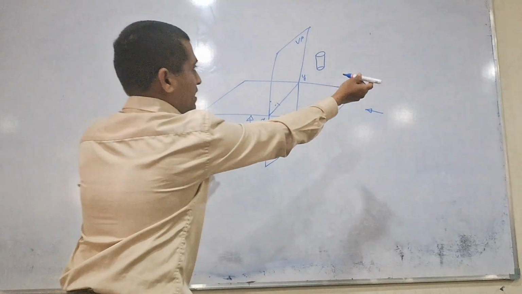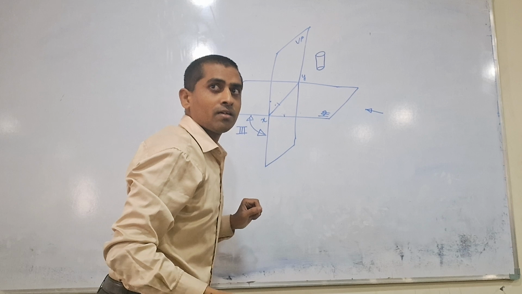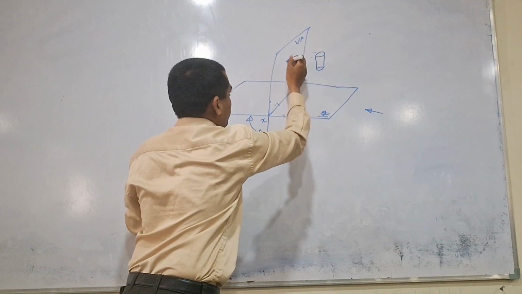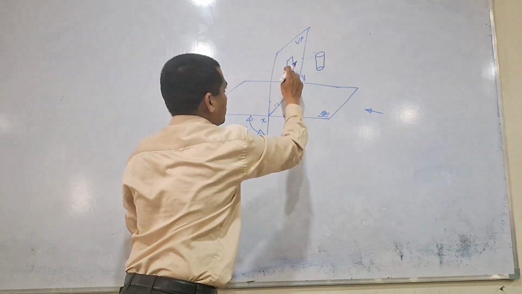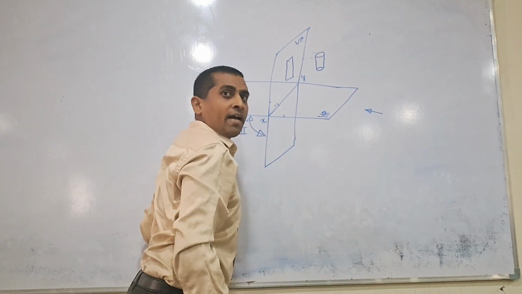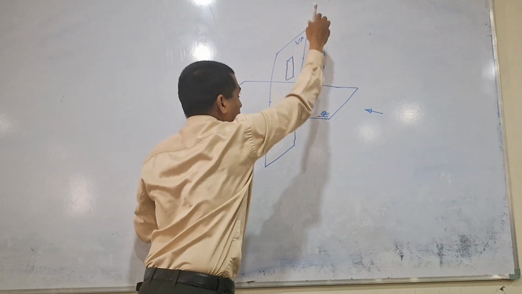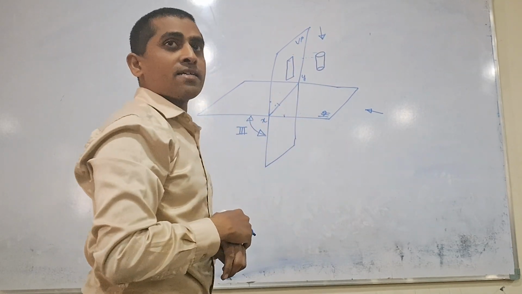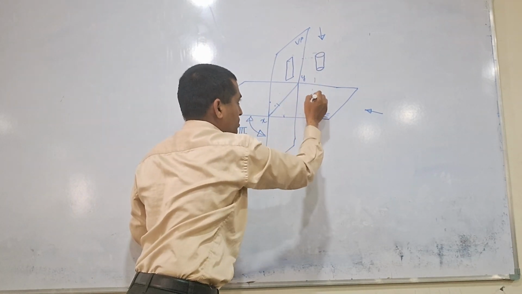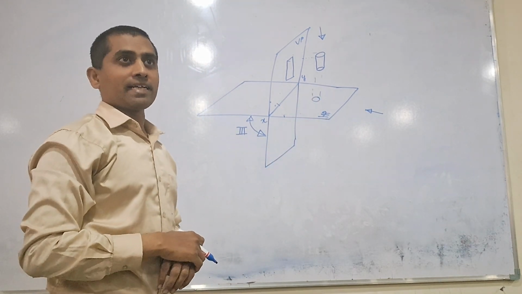Now the observer is here. He is observing the cylinder. Its front view, what is the front view? A rectangle, right? That rectangle is projected here on VP like this. This is the front view of this cylinder, because the observer is observing in this way. Next, what is its top view? If the observer is observing this way, it is visible as a circle. That top view is projected here on HP like this. Is it clear, everyone?